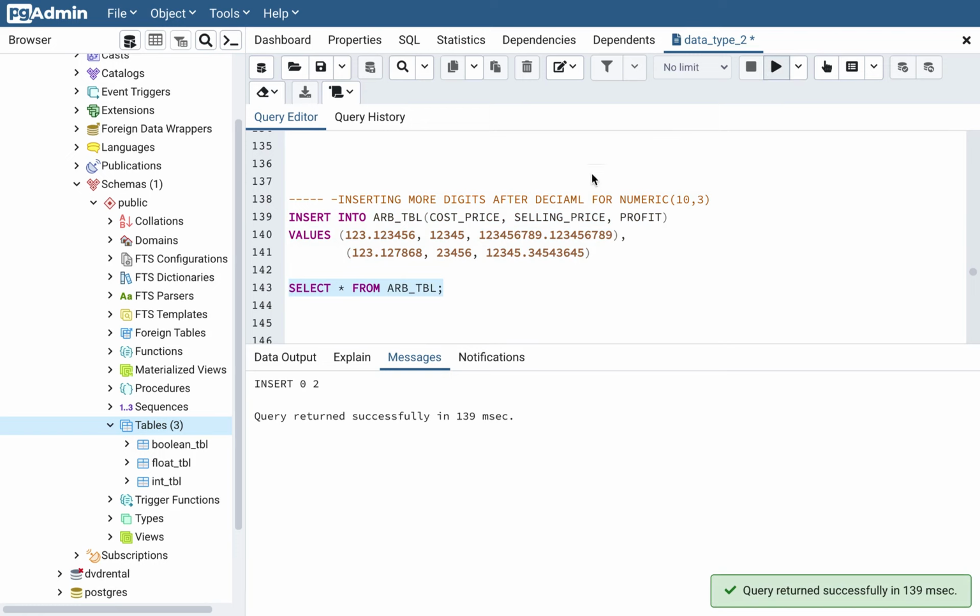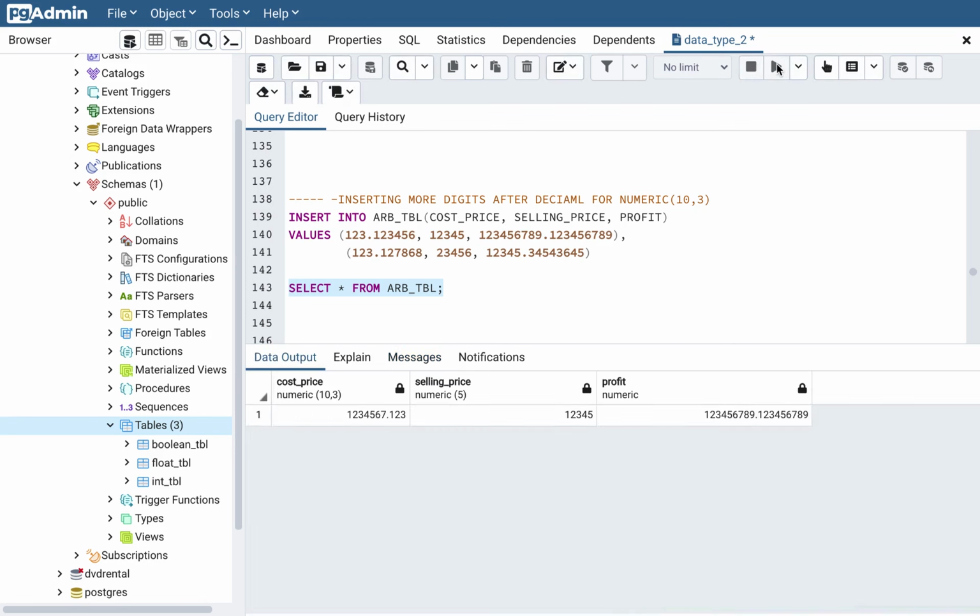Now if I execute this, the first thing you should notice is that it has executed successfully. That means there is no problem at all. Even though you have defined the scale value for this cost price to be 3, if you insert more than 3 digits after the decimal, there is no problem. It will not throw an error. It will accept it. But in what form does it accept?